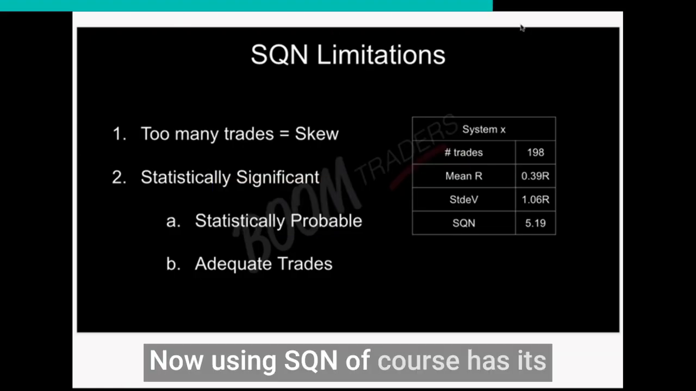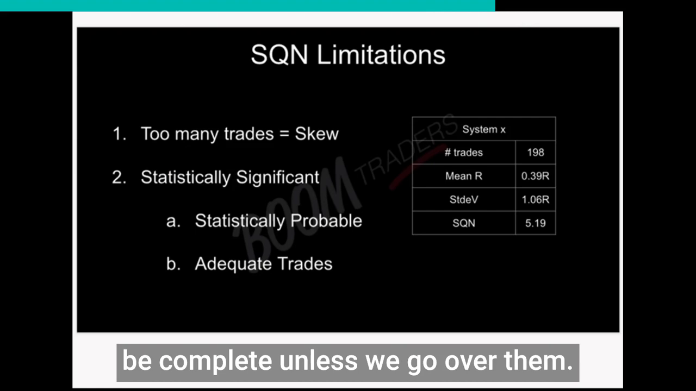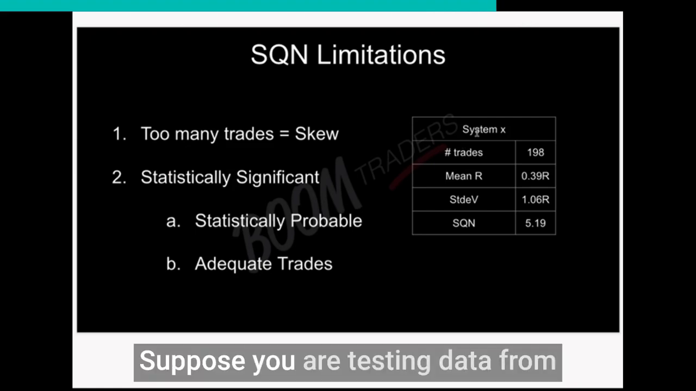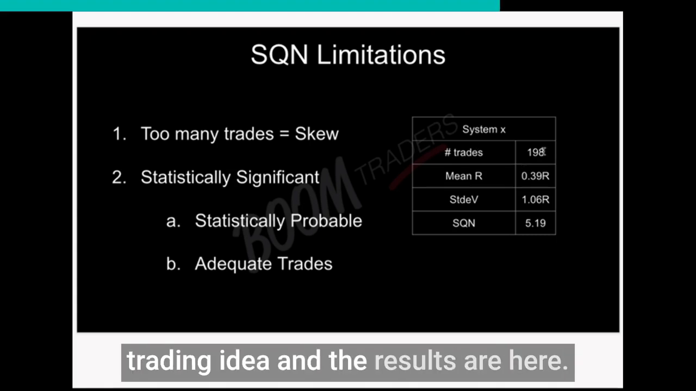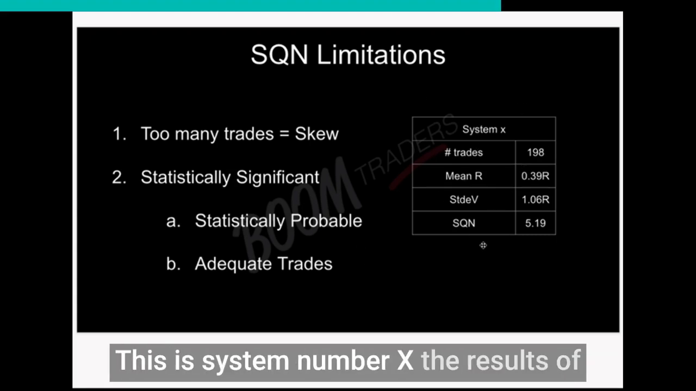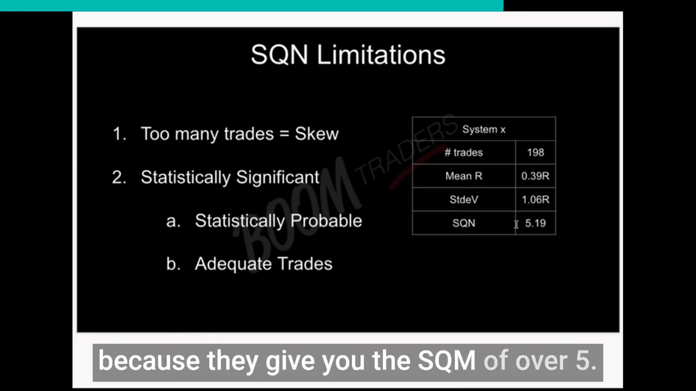Now, using SQN, of course, has its limitations, and this video would not be complete unless we go over them. Suppose you are testing data over the last 20 years for some trading idea. And the results are here. This is system number X. The results are from back testing and they look spectacular because they give you an SQN of over 5.